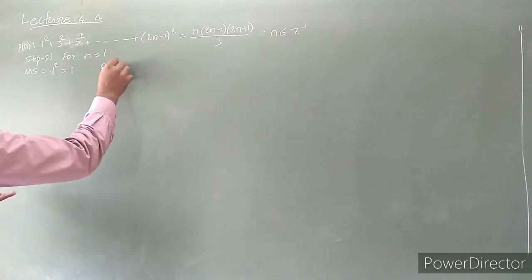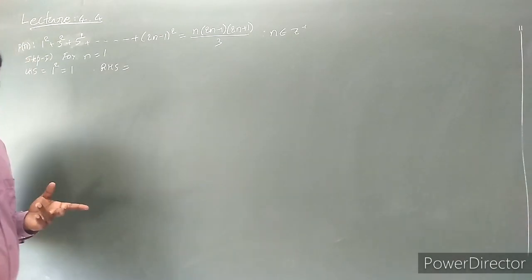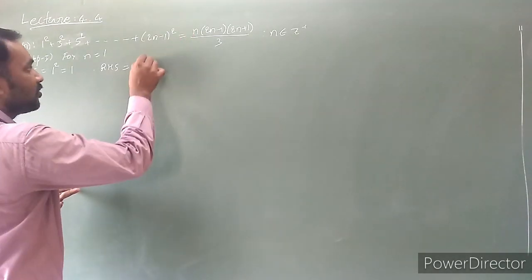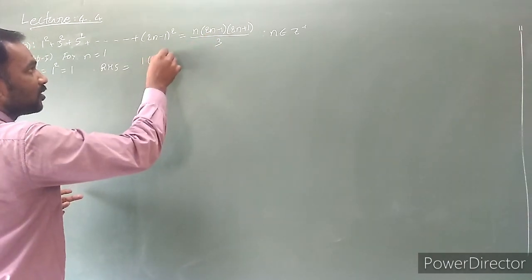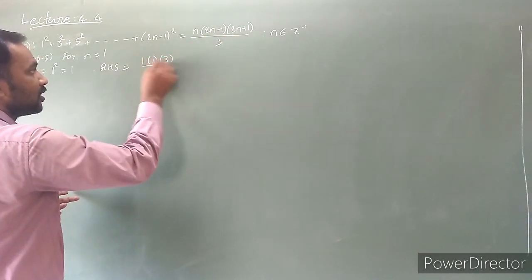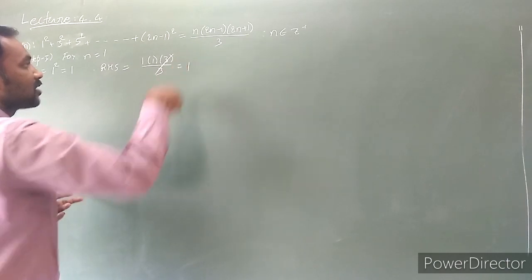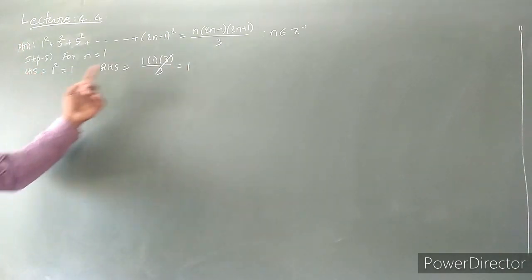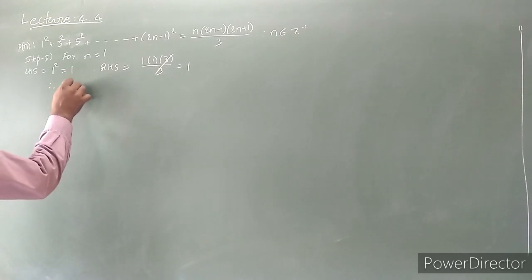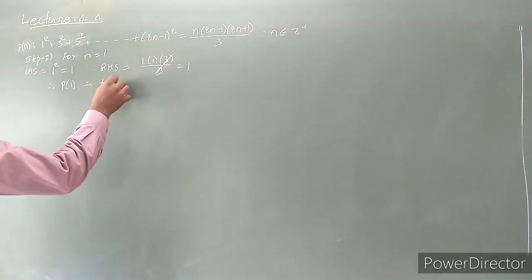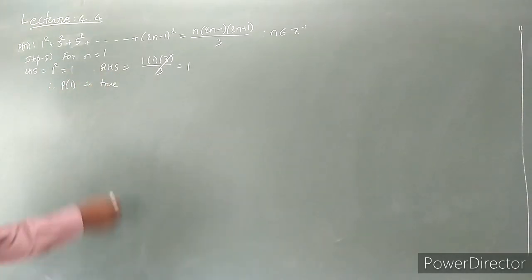Similarly, RHS value. In the RHS, wherever n is there, replace it with 1. n value is 1 into (2 minus 1) is 1, (2 plus 1) is 3, divided by 3. 3 over 3 gives the answer equal to 1. 1, 1. LHS is equal to the RHS. Therefore, P(1) is true.